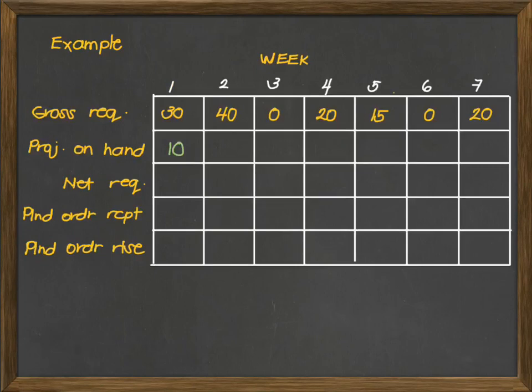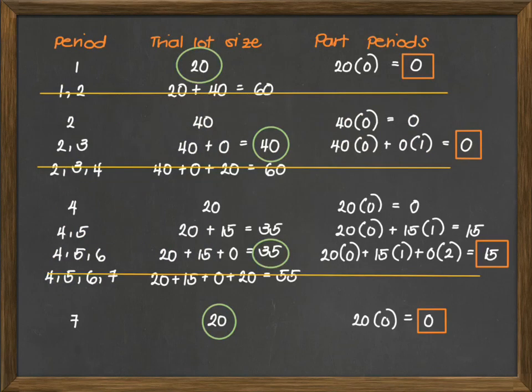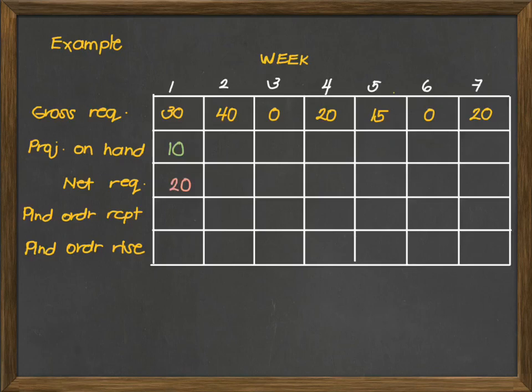So, for our table, our projected on hand again is 10. So the net requirement is 20. So if we go back to our given, please also note our trial lot sizes, the ones we circled: 20, 40, 35, and 20, because those are what we will use in the following slide. So again, net requirement is 20. Based on the trial lot size that we circled, 20 is our planned order receipt.